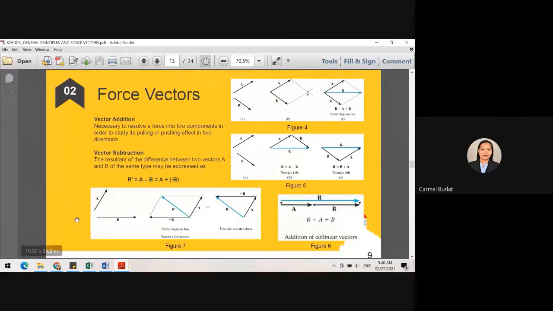If this is vector A, then connect with vector B going this way. In the triangle, you have your vector A and connect vector B. Of course, R prime in the triangle construction or triangle law rule is the same as the R prime in the parallelogram law.